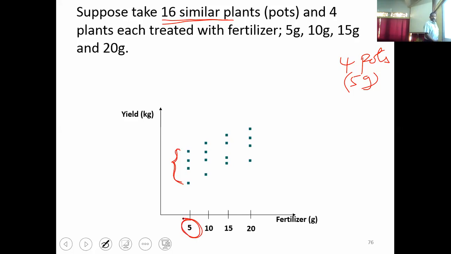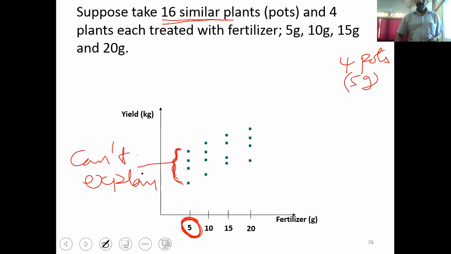These 4 plants are treated similarly, isn't it? All given the same amount of fertilizer, treated similarly. Everything is similar, but they show a difference in yield. We cannot explain this. In other words, only God knows, right? We can't explain the variation between plants that have been treated similarly.